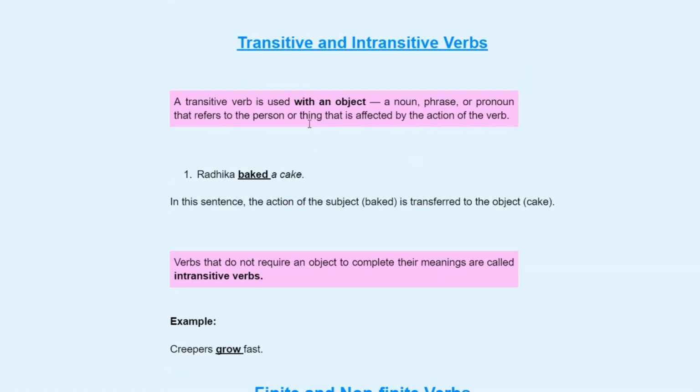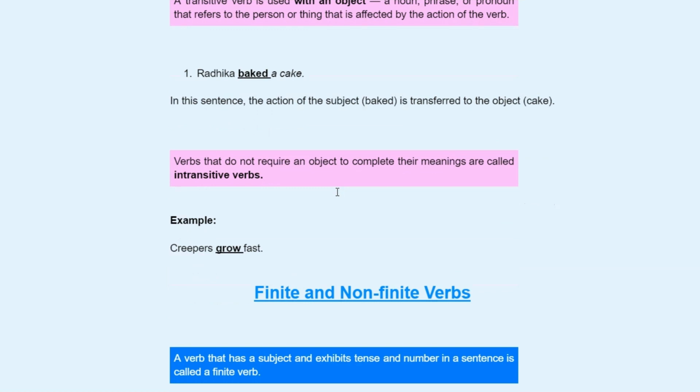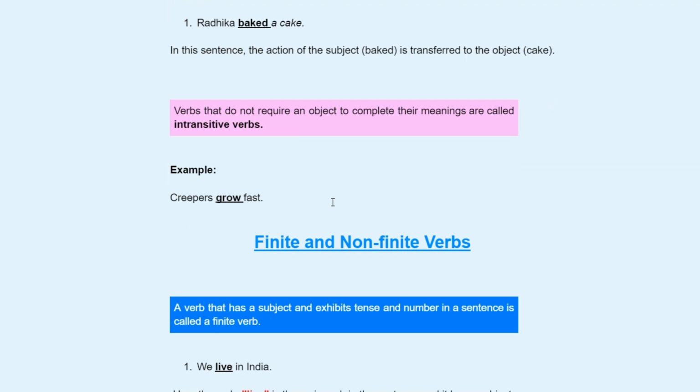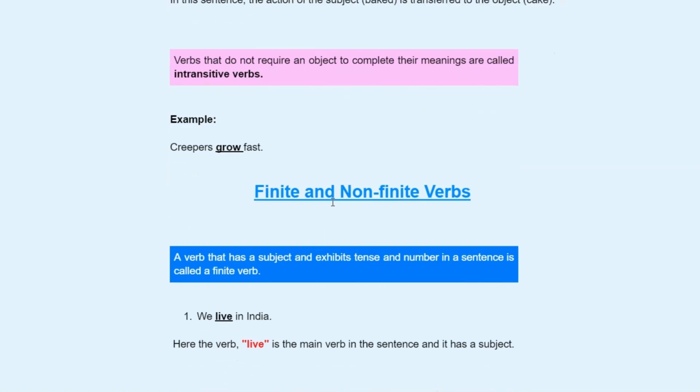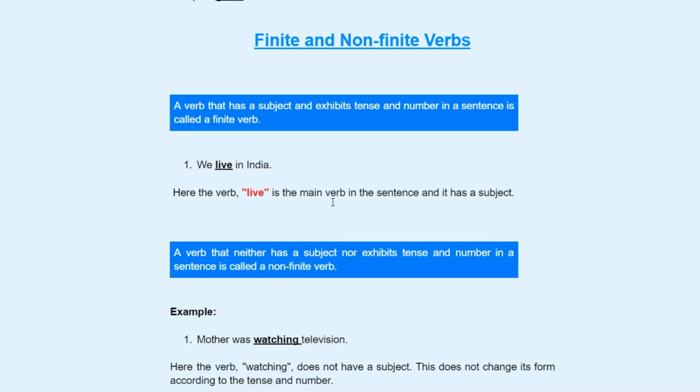Transitive and intransitive verbs. A transitive verb is one that is used with an object, a noun, phrase, or pronoun that refers to the person or thing that is affected by the action of the verb. Radhika baked a cake. In this sentence, the action of the subject, baked, is transferred to the object, cake. Verbs that do not require an object to complete their meanings are called intransitive verbs. Example: creepers grow fast.